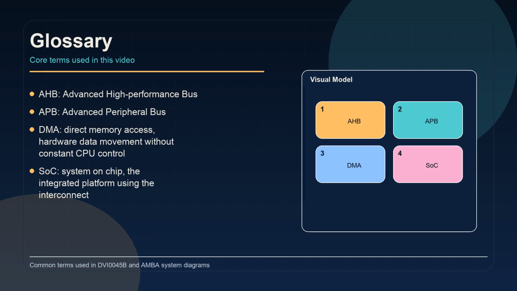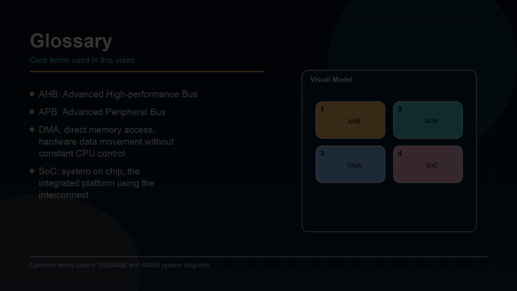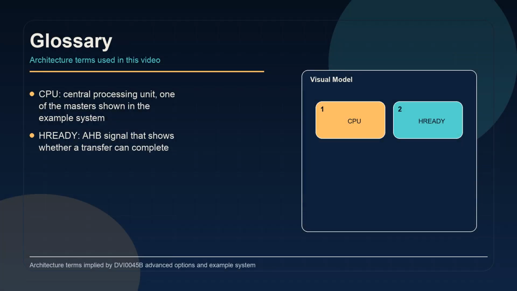To close, here's a short glossary for the core terms in this video. AHB means Advanced High Performance Bus. APB means Advanced Peripheral Bus. DMA means Direct Memory Access. And SoC means System on Chip. CPU means Central Processing Unit, one of the masters shown in the worked example system. HREADY is the AHB signal that shows whether a transfer can complete, which is why the document uses it when describing how a losing layer is stalled during contention.